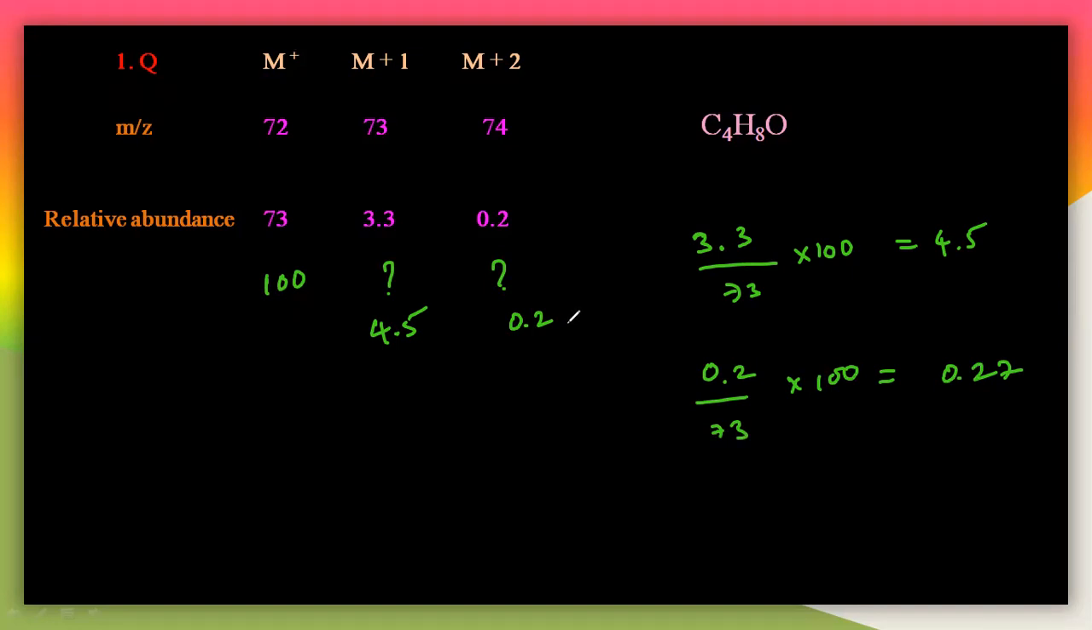So let us understand one thing here. 73 is given as the relative abundance of M plus here. But you have to make that into 100 here.